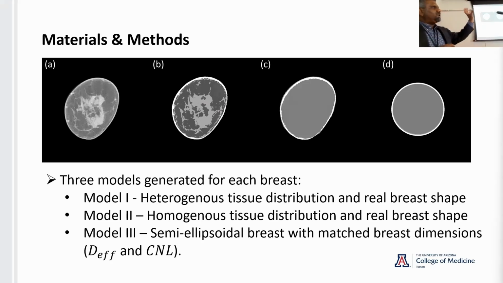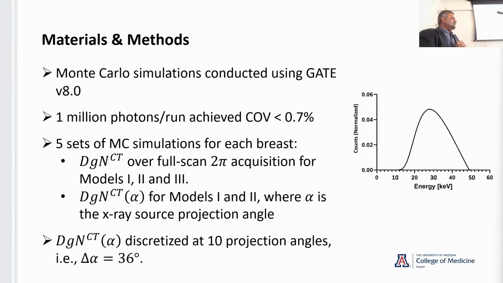And then we can go back to what we are doing today for dosimetry, which is taking the cross-sectional area and equating it to a circle with an equivalent area. So you basically do a semi-ellipsoidal breast with matched breast dimensions. Simulations were done using Monte Carlo with GATE, and the coefficient of variation in our simulations from 5 runs was less than 0.7%. So we did 5 sets of simulations here.